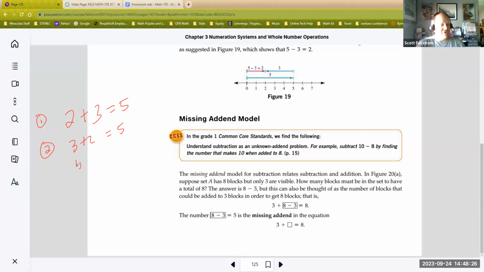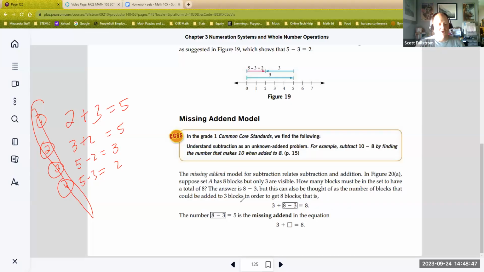Then I could do subtraction. I could say 5 minus 2, and 5 minus 2 is 3. That's the third fact. And I could also get 5 minus 3 equals 2. That's the fourth. So we tend to call this a four-fact family. With three distinct numbers, you can create these families.